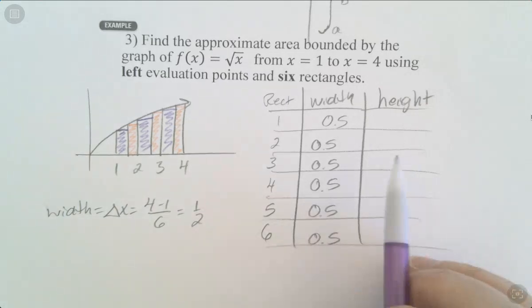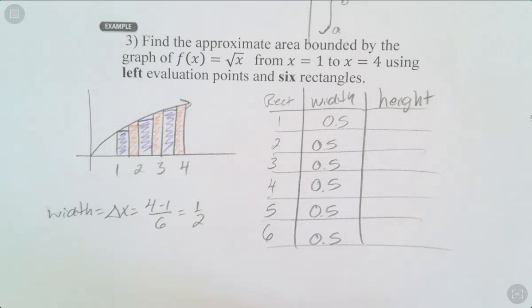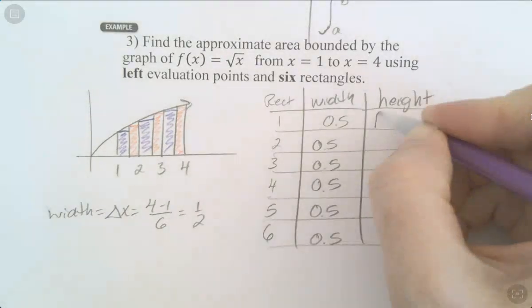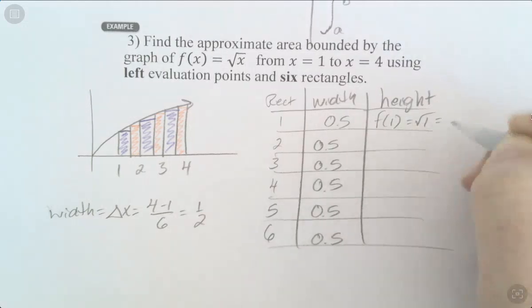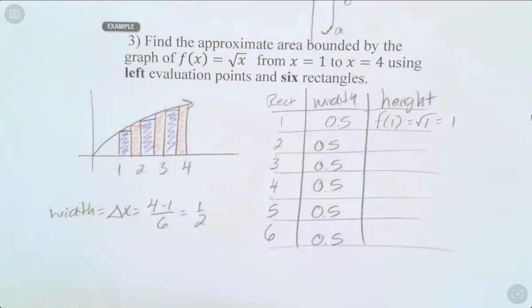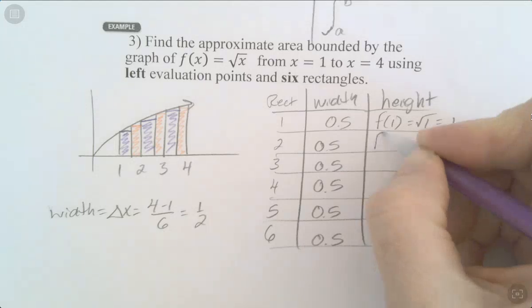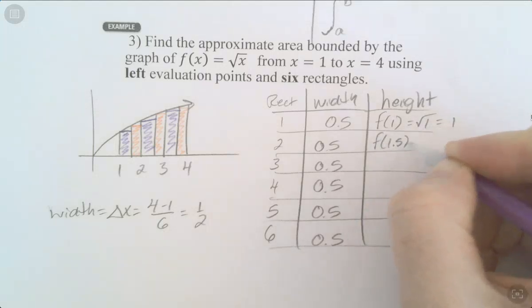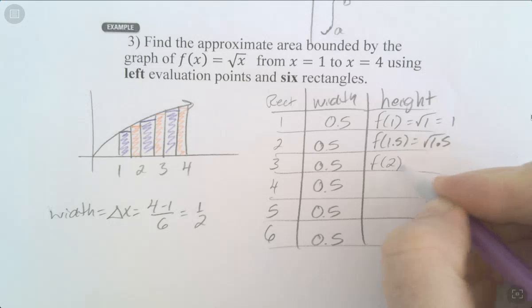What would be the height of your first rectangle? 1. Because it would be f of 1, which is the square root of 1, because we're still in the square root function, which is 1. What about the height of the second rectangle? Square root of 1.5. Yeah, because we're looking at f of 1.5, so the square root of 1.5, whatever that is. Third rectangle, f of 2, square root of 2.